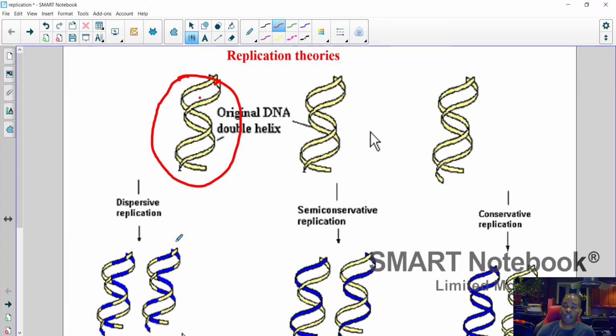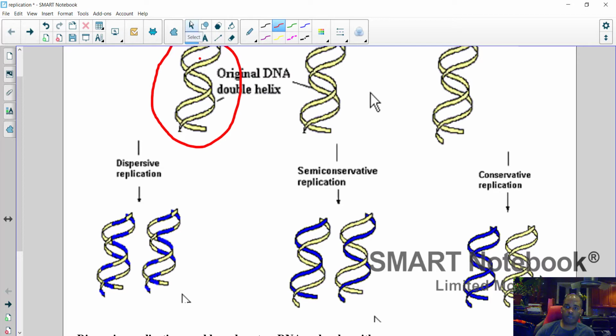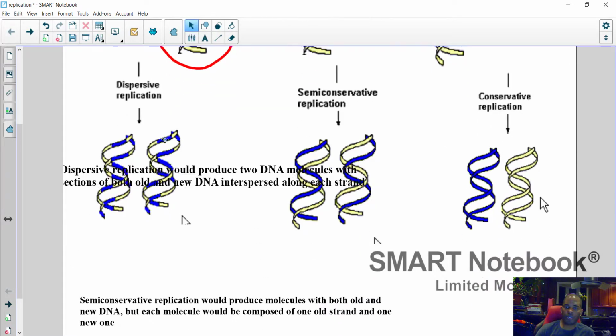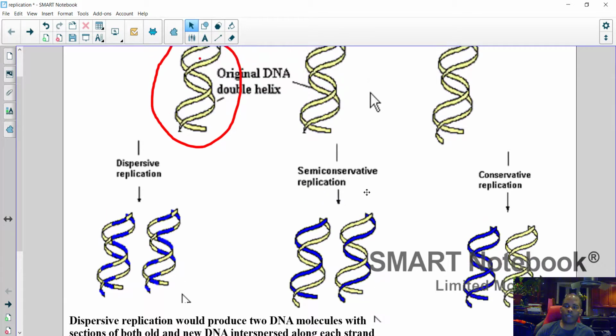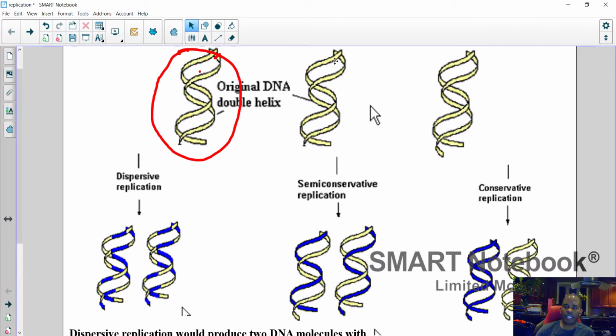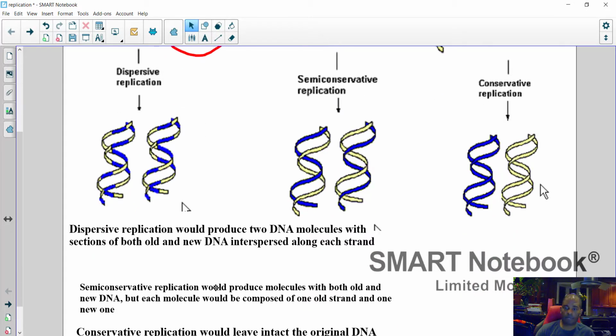In the other model, known as semi-conservative, let me just grab these words here so you can follow along. So dispersive, and semi-conservative, it's suggested that each strand here separates and it becomes a template for the new strand. So that's a possibility. That's semi-conservative.